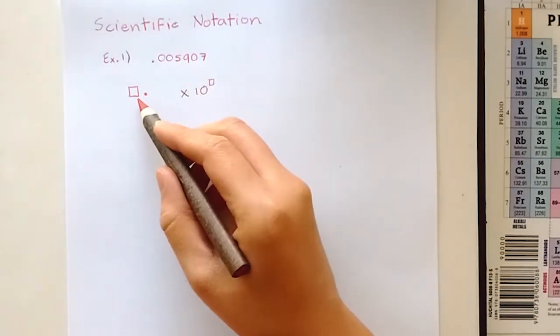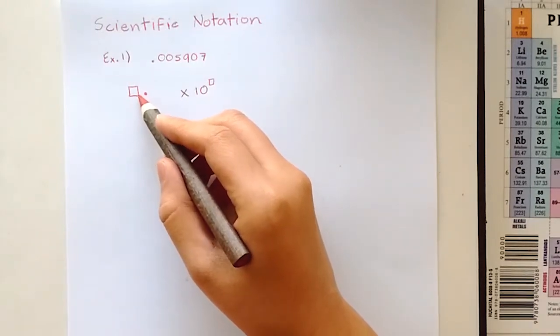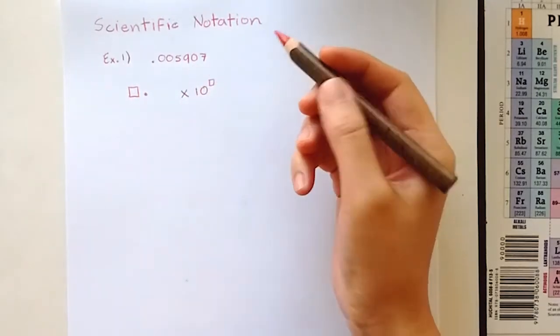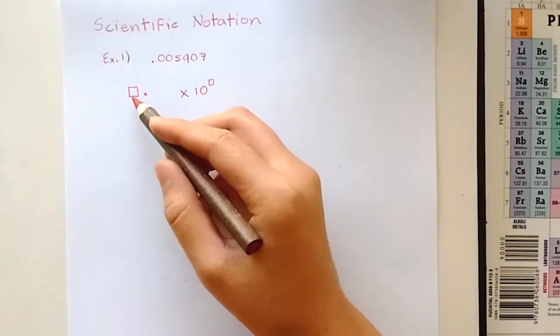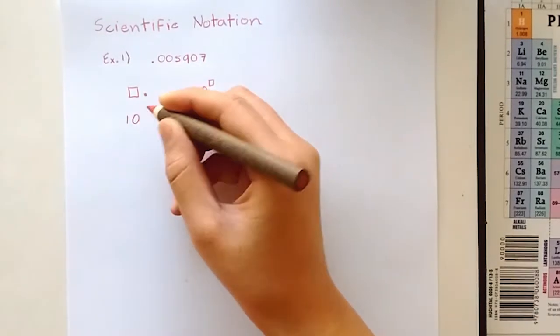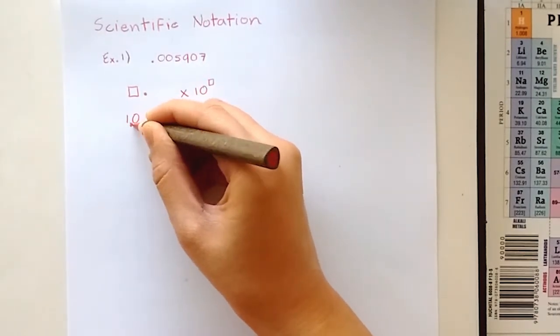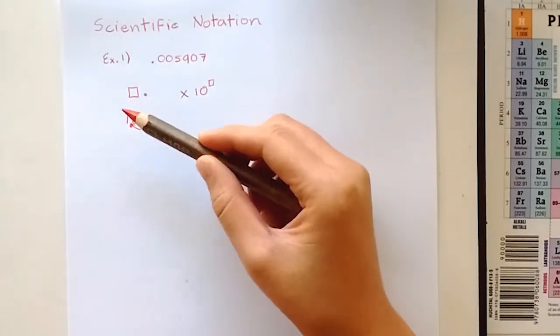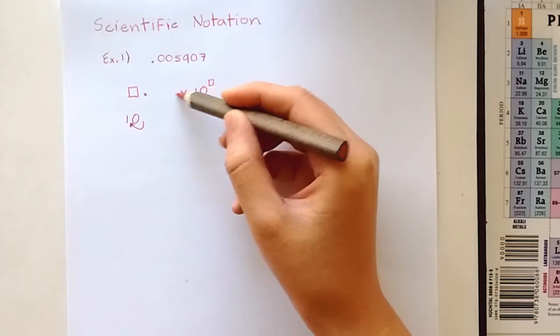The thing here is that there can only be one number here. So it can be 1, 2, 3, 4, 5, 6, 7, 8, 9. It cannot be 10. If it's 10, the decimal point's just going to move one space over here, right? Only one number can fit here. And then we'll have some numbers here.